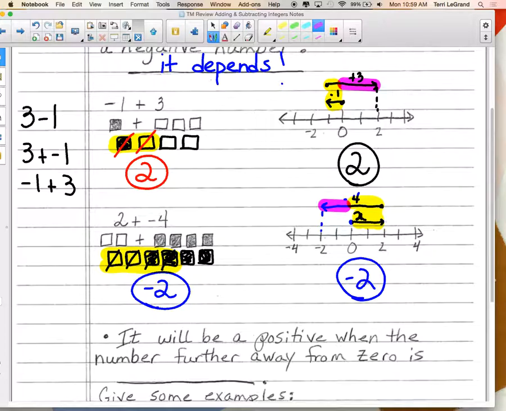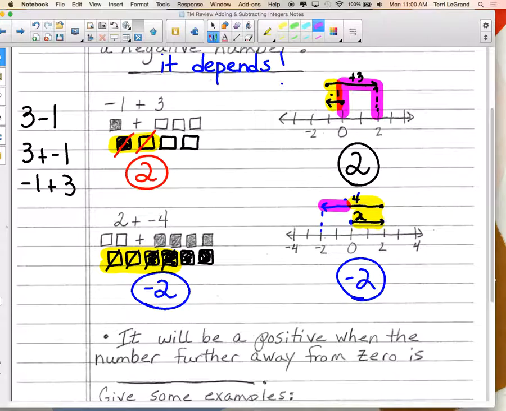How much distance do I have highlighted right here? Oh, wait a minute. It starts here and it ends here. Oh, 2. And what direction is it heading? The arrow's pointing to the right at the end of that, isn't it? So it's positive. Positive 2.